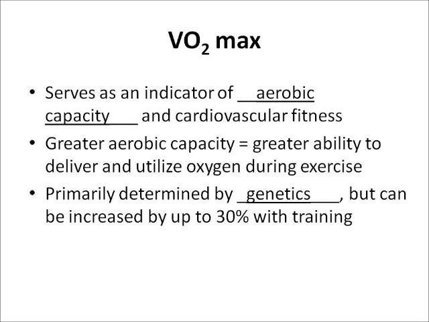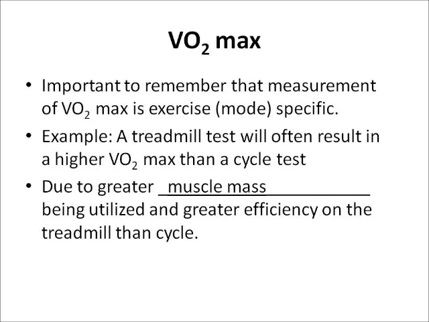Next slide, VO2 max serves as an indicator of aerobic capacity, so your blank is aerobic capacity, and cardiovascular fitness. Greater aerobic capacity equals a greater ability to deliver and utilize oxygen during exercise. It is primarily determined by genetics, so your blank is genetics, but can be increased by up to 30% with training.